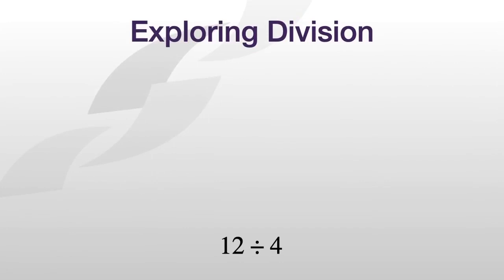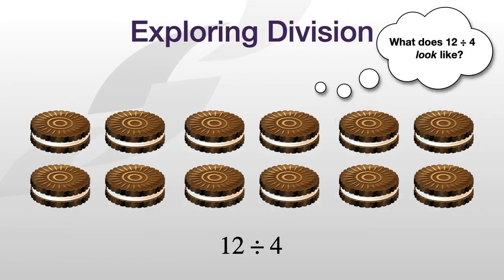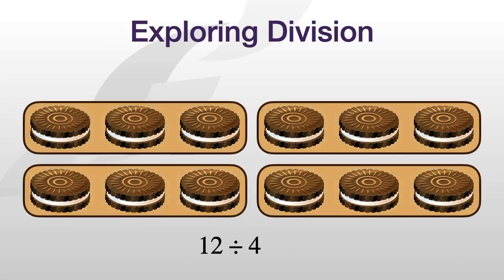Suppose you have 12 objects, like these cookies. What does 12 divided by 4 look like? Can you picture it in more than one way? You might have divided the cookies into 4 groups. In each group, there are 3 cookies, so 12 divided by 4 is 3. Here, dividing means sharing. Think of dividing by 4 as equal sharing between 4 people.